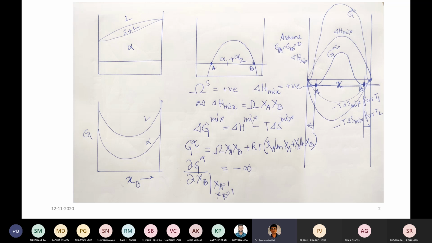So you see, you will keep on increasing this positive value omega XA XB. But what if it is negative, then what is going to happen? That we understood from the isomorphous diagram. You will see the curve will go down more and more if omega is negative, as in the isomorphous diagram also. But here the case is not like that. It initially goes negative on either pure side and then abruptly increases based on the value of temperature.